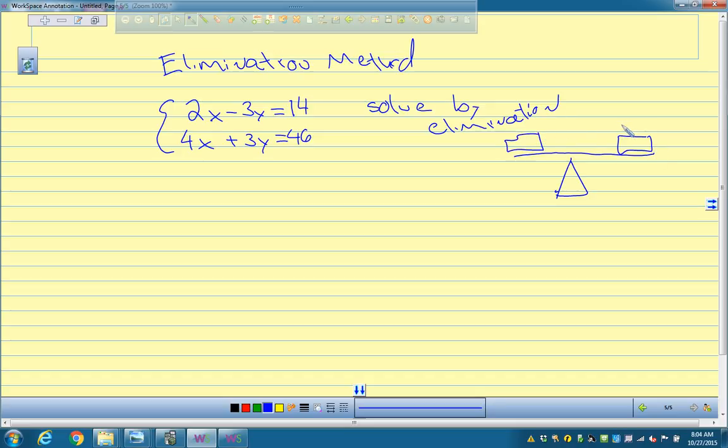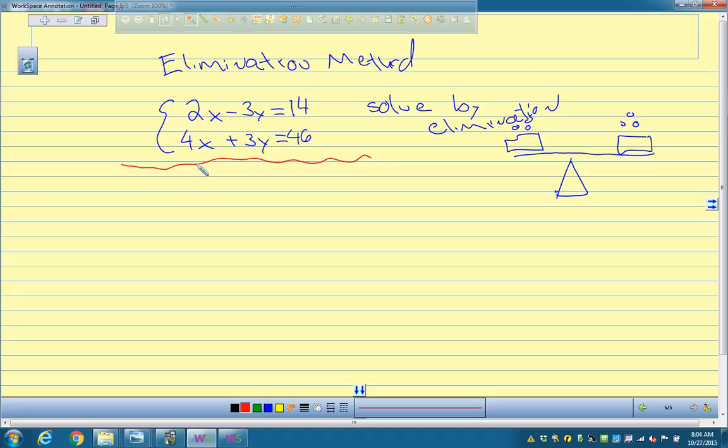If I pile on 2 more things, or 3 more things that are equal, will that scale still stay in balance? Yes. So what you do with elimination, you add equations together to make something disappear. Since these two things are like little balanced equations, I should be able to add them together and they will still be in balance.